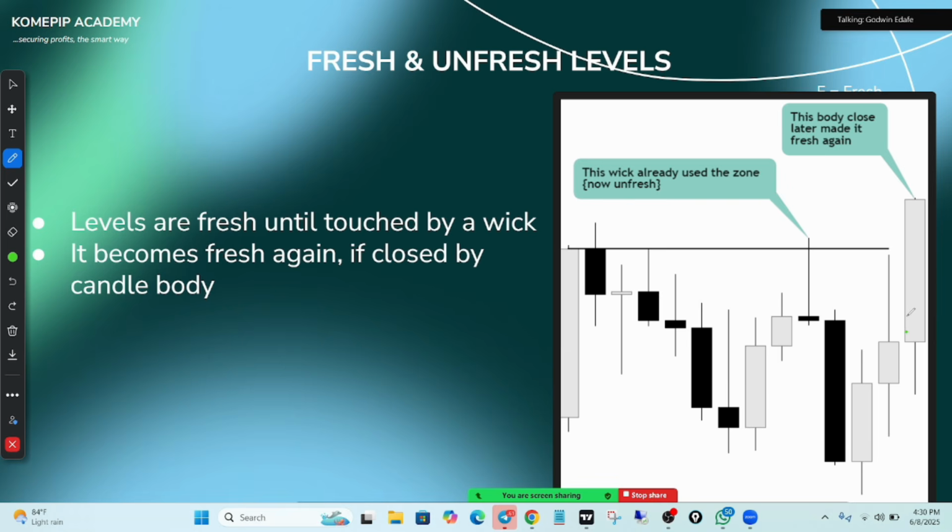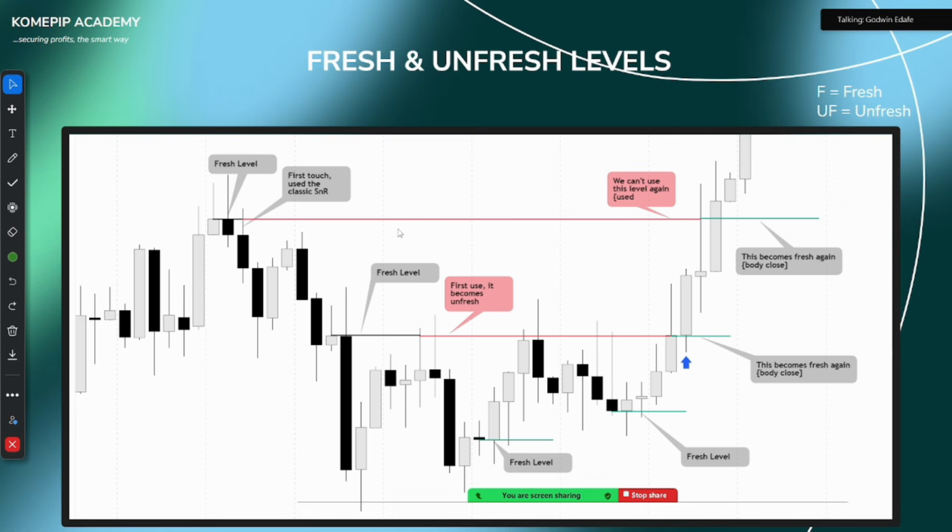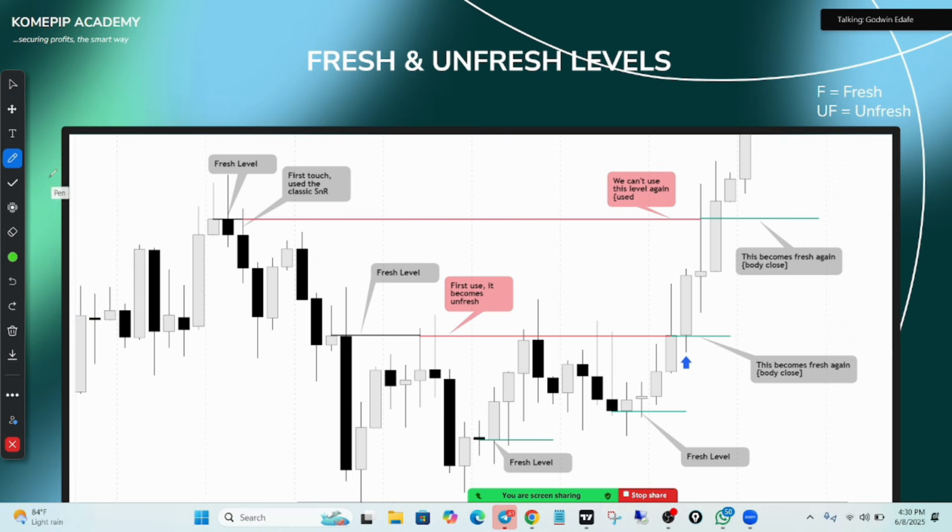All right, so price closes above it. Automatically we're expecting that this zone becomes fresh again. So a zone becomes fresh again when it is closed by a body. I hope that's clear. So this is a perfect example of fresh and unfresh key levels. All right, let's go to the chart. So I want to ask now, what key level is this?